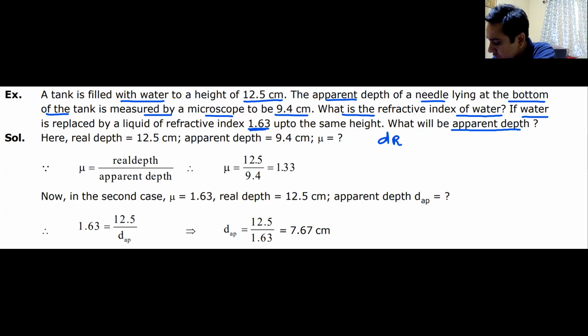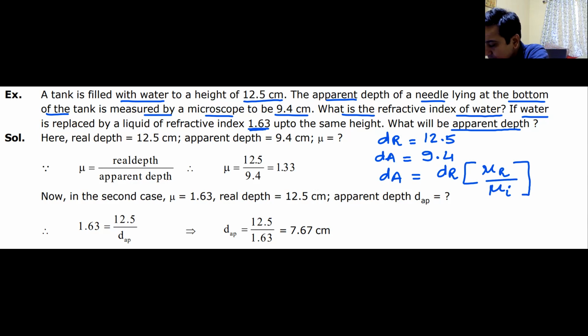Real depth is given as 12.5. Apparent depth is given as 9.4. We just put the formula for apparent depth. Apparent depth is equal to real depth into refractive index of the second medium, mu r, divided by mu I. Is it clear to everyone which formula I have used? The mu r, the second medium from which I am seeing it, is air. The refractive index of air is 1. Do we understand this?